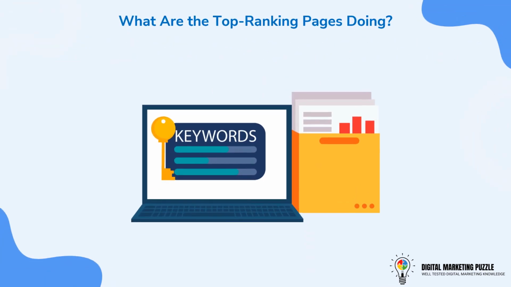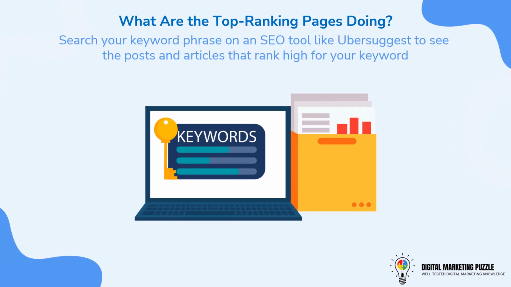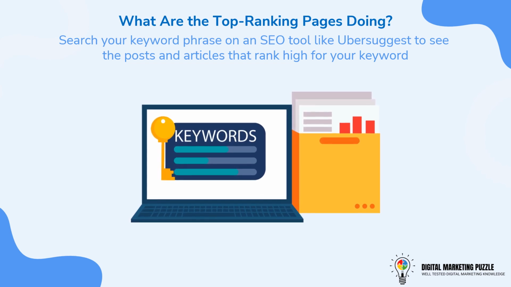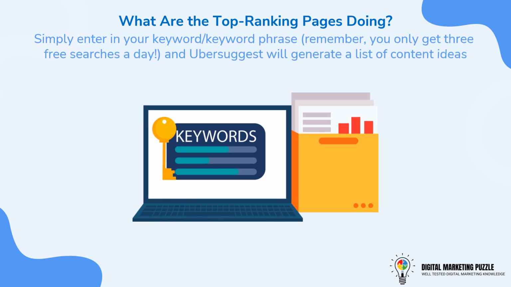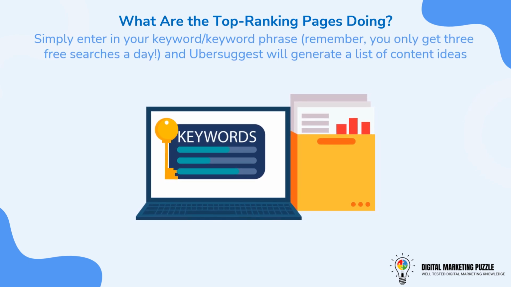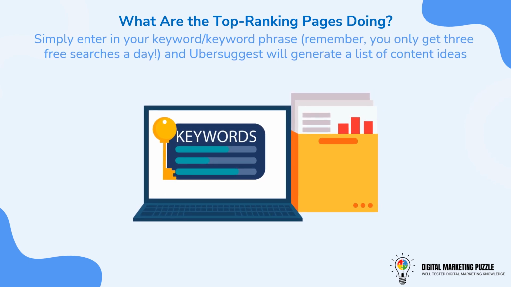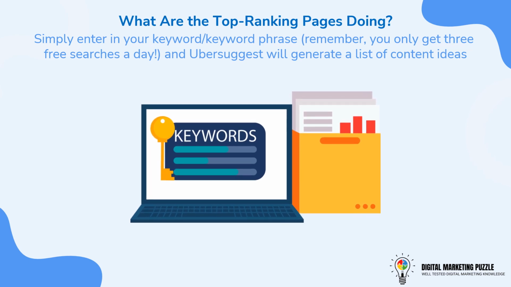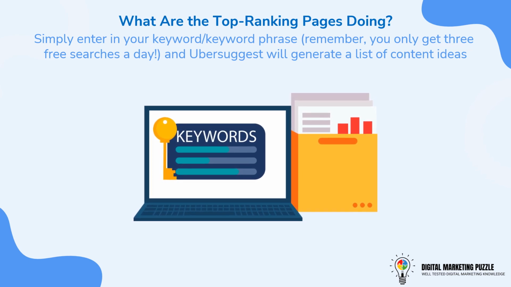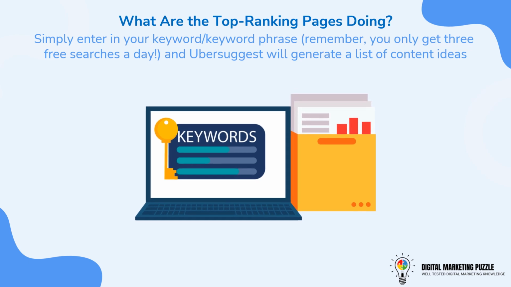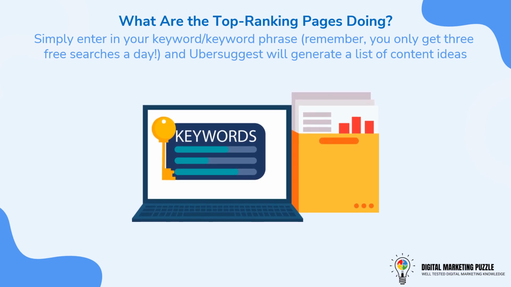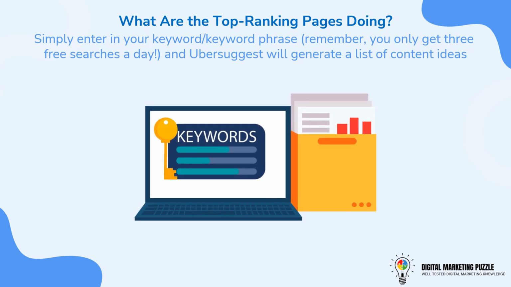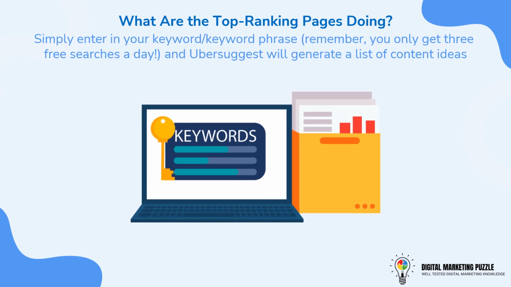What are the top ranking pages doing? Search your keyword phrase on an SEO tool like Ubersuggest to see the posts and articles that rank high for your keyword. Simply enter in your keyword or keyword phrase. Remember, you only get 3 free searches a day, and Ubersuggest will generate a list of content ideas with the page title, URL, estimated visits that page gets, the number of backlinks, and a link to a list of backlinks. Only 5 are visible to guests. Review the top articles and then base your content on what works, but make yours even more valuable.